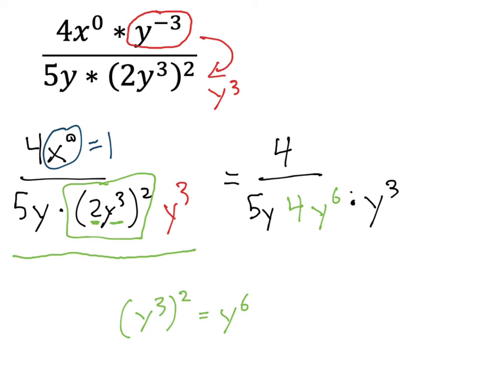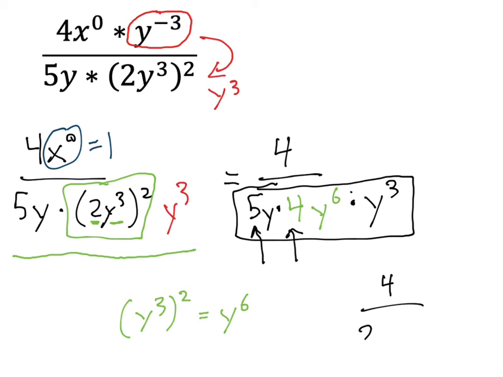So after that step where we took care of the terms in the parentheses, now let's simplify the denominator of this fraction by multiplying all of these together. We're going to multiply the coefficients, 5 and 4, which gives us 20. And we're going to add the exponents together on the common bases. Y by itself is y to the power of 1. So we have 1 plus 6 plus 3 gives us y to the power of 10 in the denominator.